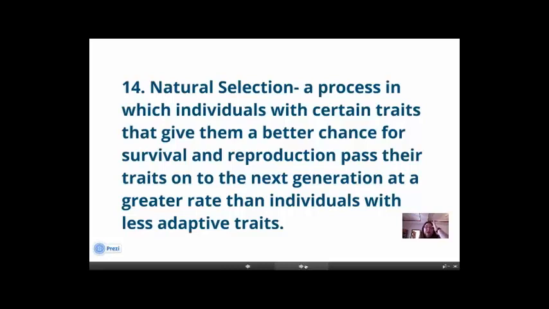Natural selection, a process in which individuals with certain traits that give them a better chance for survival and reproduction pass their traits on to the next generation at a greater rate than individuals with less adaptive traits. Now, I will tell you, natural selection comes from our evolution unit, and we may or may not get to that point this year, but often there are questions on the ECA regarding this particular term, and I do know that you need to know it for the vocab test. So, natural selection.